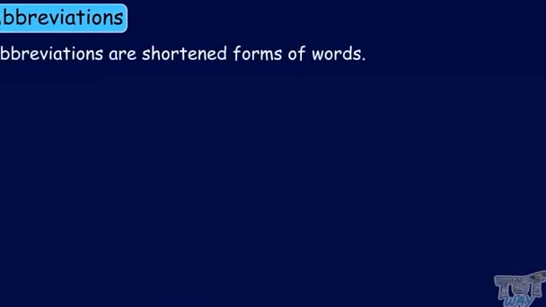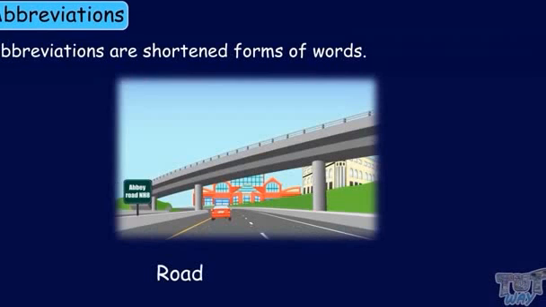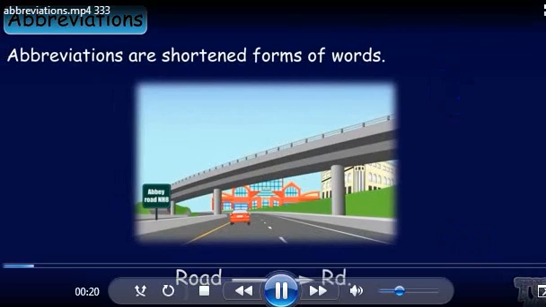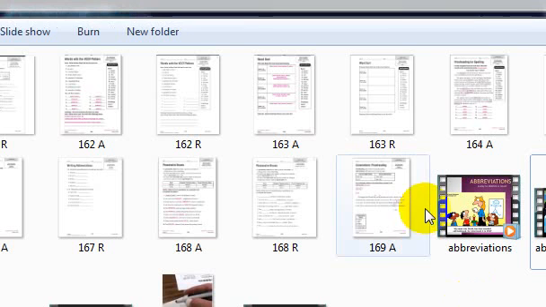In short, abbreviations are shortened forms of words, like road can be written in short form as RD. Doctor can be written as DR.